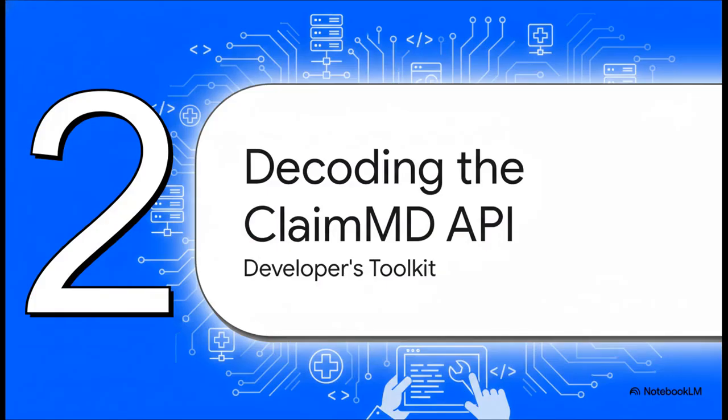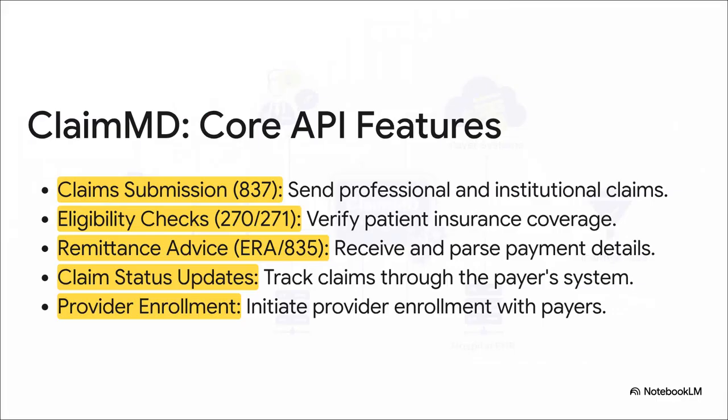Okay, so let's zoom in on a specific clearinghouse that's super popular with developers, and that's ClaimMD. Let's look at the tools it gives you in its API toolkit. The ClaimMD API basically gives you superpowers. First, obviously, you can submit the claim itself. But here's a big one. You can check a patient's insurance eligibility before they even show up, which prevents so many rejections. When the insurance company finally pays, you can automatically process that payment info. And of course, you can track the status of a claim every step of the way.